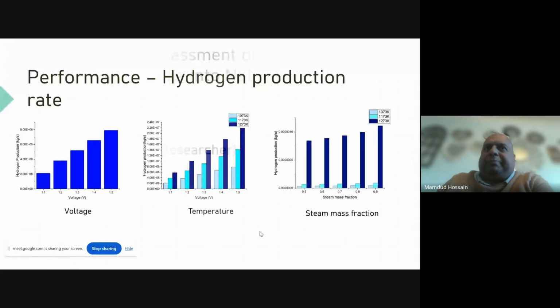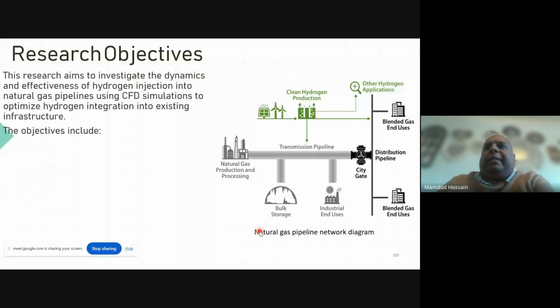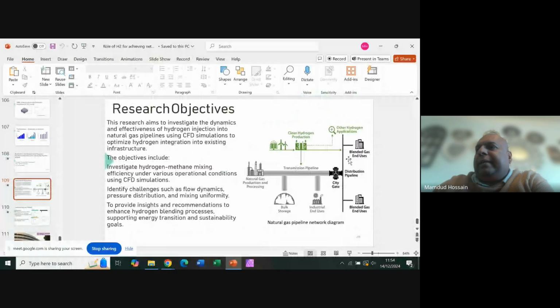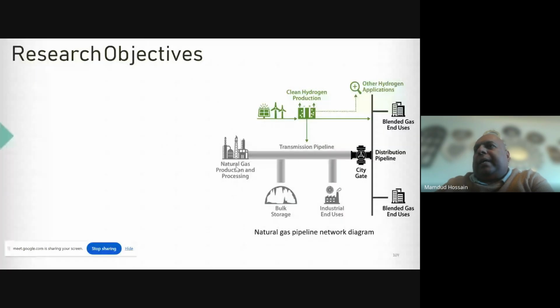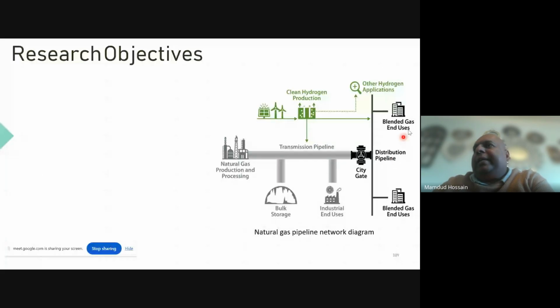Okay, another project we have been doing is to look at hydrogen blending into the pipeline. So the idea is that you have a main transmission line here, and in that main transmission line, you want to blend hydrogen so that when it goes to your end user, especially in the UK, the end user is in your house where you are either cooking food or heating your house using a boiler. So in the UK, you have natural gas coming into your home.